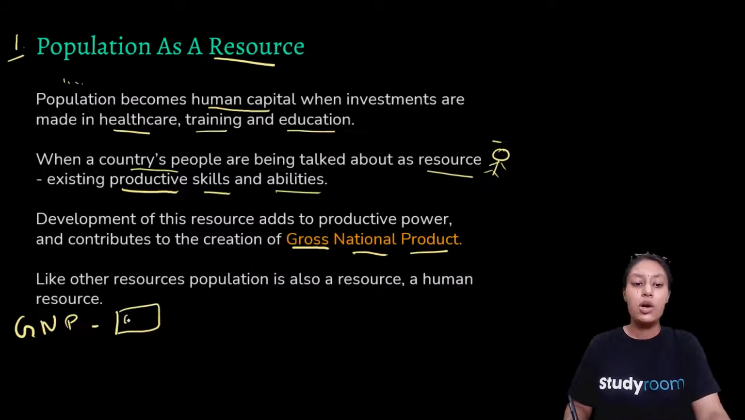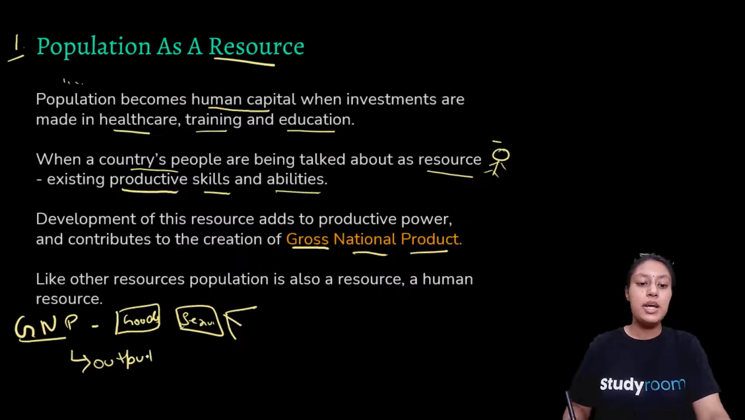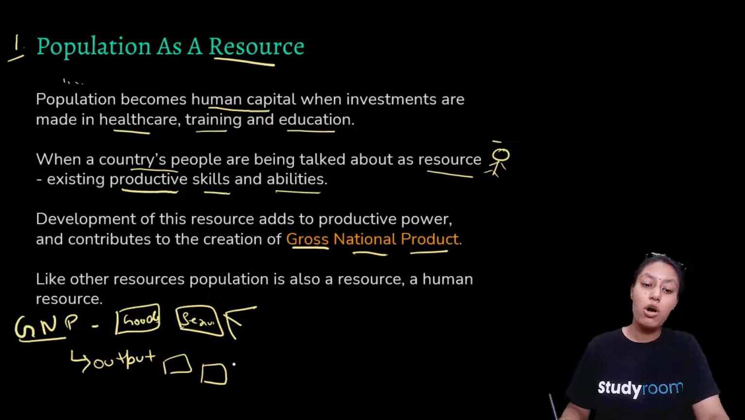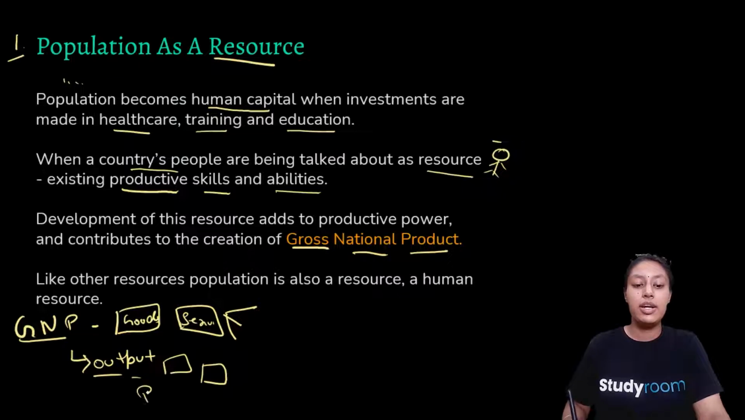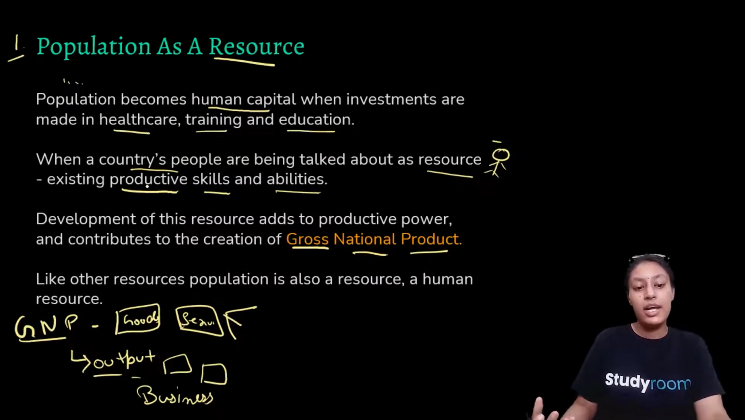Whatever goods and services a country has provided, be it in terms of innovation, development, or business output. GNP also helps in measuring the output made in terms of business, innovation, or development, domestically or abroad. So whatever output a country has generated business-wise is known as gross national product. Like other resources, population, human resource, is also a very big and important resource. We will study more in detail what human resource is. So let's start.